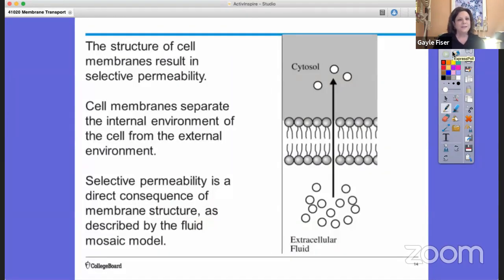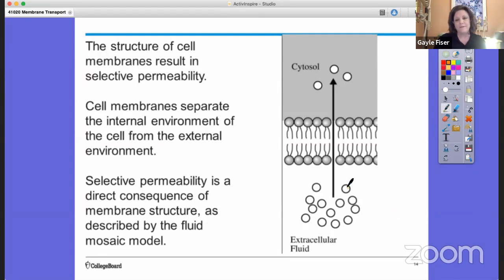All right, so this is about permeability. And the structure of cell membranes results in selective permeability. Cell membranes separate the internal environment of the cell from the external environment. Selective permeability is a direct consequence of membrane structure as described by the fluid mosaic model.